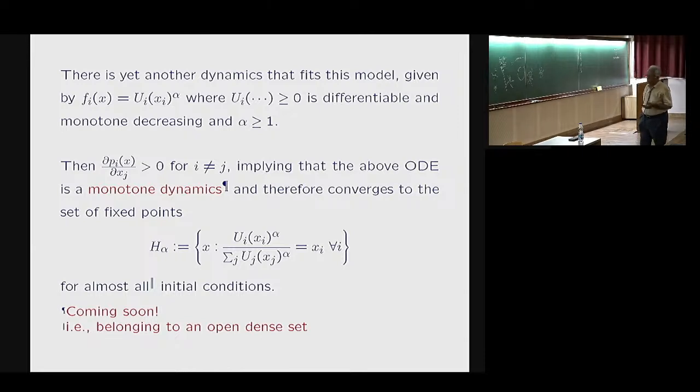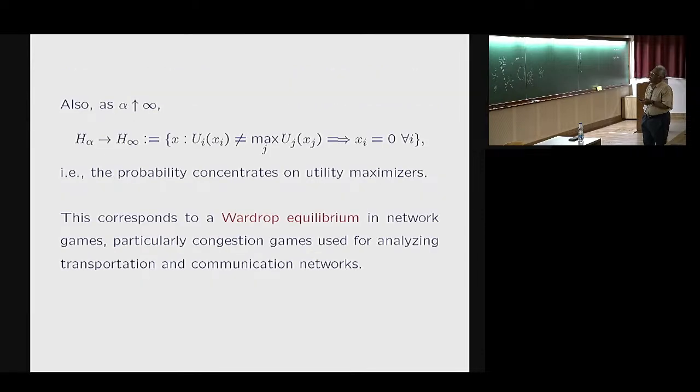The cross derivatives are non-negative, and therefore for generic initial conditions, that means belonging to an open dense set, the differential equation will converge, and one can argue that the iteration will also converge. It's used in traffic. So traffic will stabilize basically, and in the alpha to infinity limit, you get something called Wardrop equilibrium.